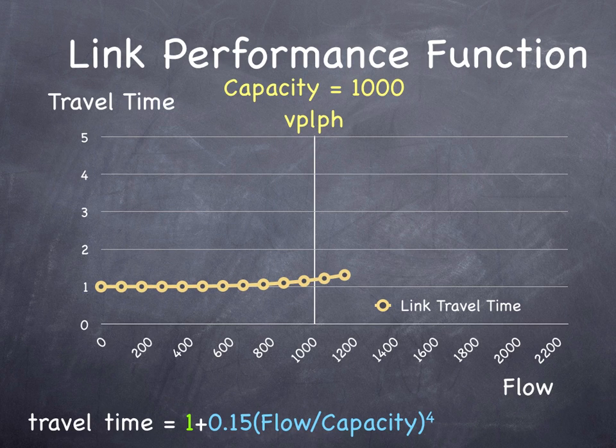In this particular example, if the flow equaled the capacity, you could get all of them through in an hour. They'd slow down, and they're slowing down because of the interference. If you had a flow that was 2 times the capacity, then it would be 2 to the 4th, which is 16, times 0.15, or 2.4. And 2.4 plus 1 minute of free flow time gives you a travel time of 3.4 minutes. If you had a flow to capacity ratio of 2, the equation implies that the travel time would more than triple.